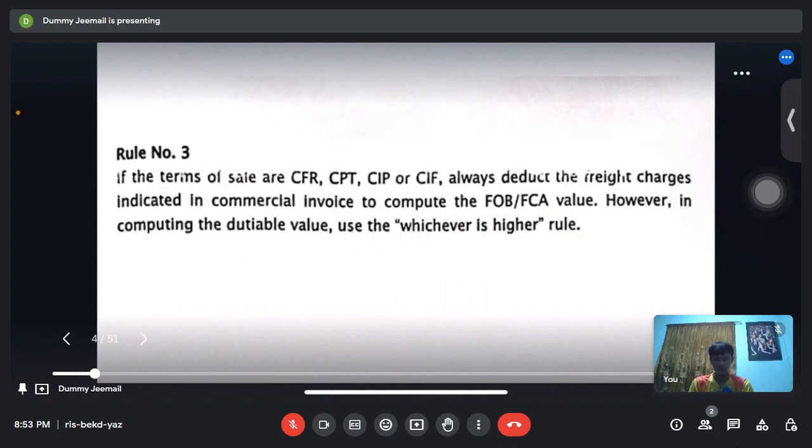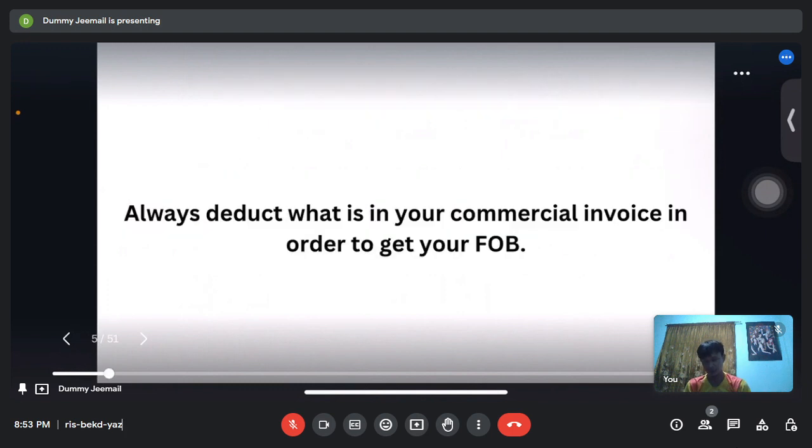Next, we have rule number three. If the terms of sale are CFR, CPT, CIP, or CIF, always deduct the freight charges indicated in the commercial invoice to compute the FOB or FCA value. However, in computing the dutiable value, use the whichever is higher rule. Let me explain. Always deduct what is in your commercial invoice in order to get your FOB.